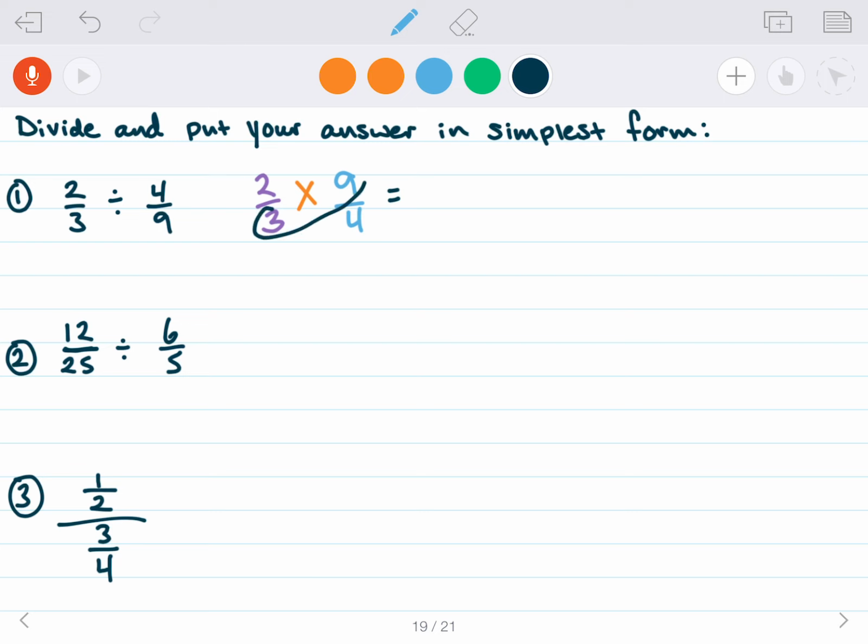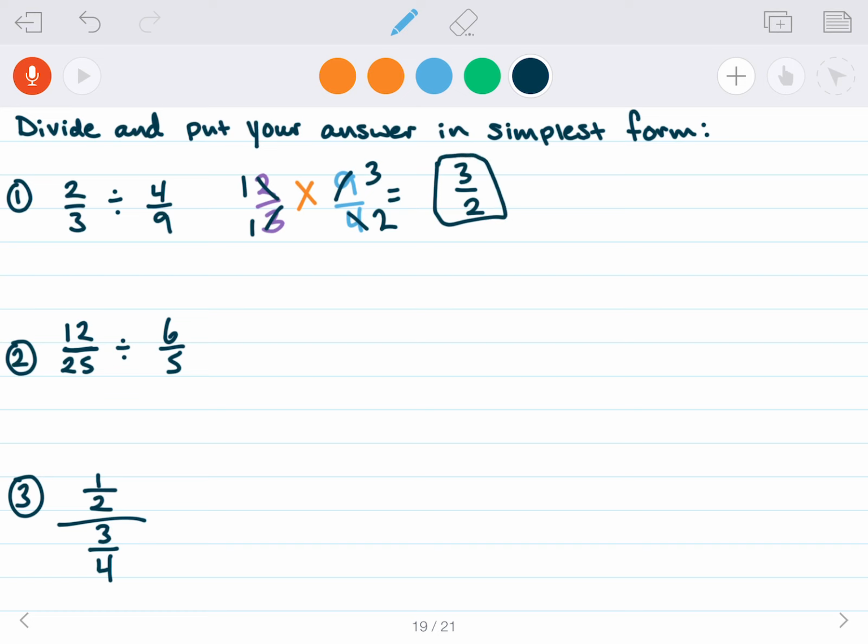If we look at the diagonals, 3 and 9 can both be divided by 3. So 3 divided by 3 is 1, 9 divided by 3 is 3. On the other diagonal, 2 and 4 have a common divisor of 2. So 2 divided by 2 is 1, and 4 divided by 2 is 2. Multiply straight across. 1 times 3 is 3. 1 times 2 is 2, so our final answer is 3 over 2.